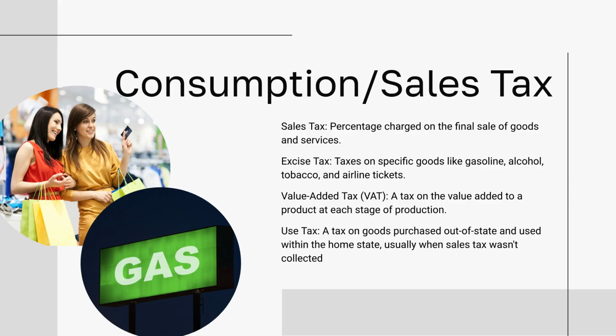Next is excise tax, which is a tax on specific goods like gasoline, alcohol, tobacco, and airline tickets. These are often used both to raise revenue and sometimes to discourage certain behaviors like smoking and drinking. Then we have value added tax, or VAT. This is tax placed on a product at each stage of production, based on the value added at that step. While it's common in many countries, the US mainly uses sales tax instead.